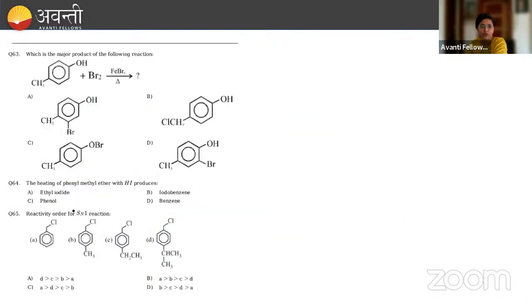Next question. Which is the major product of the following reaction? So here, electrophilic substitution reaction, right? So what is happening here? Br2 FeBr3, bromination is happening. For bromination, we need to find out which will be the activating group, OH or CH3. You know that OH will be more reactive here as compared to CH3. So with respect to OH, the incoming electrophile is going to attach to the given phenol, this given molecule.